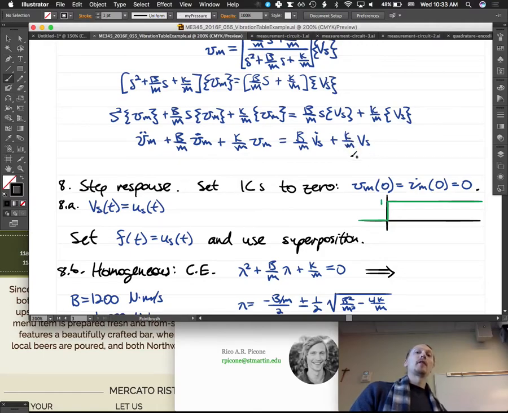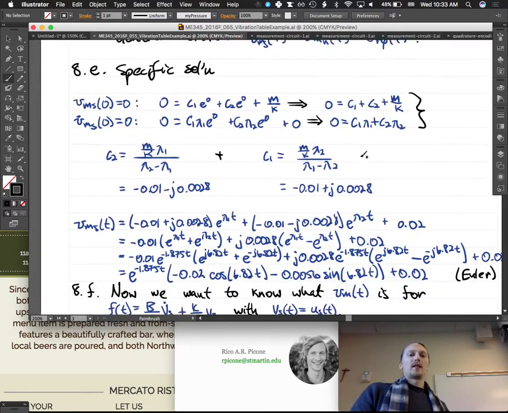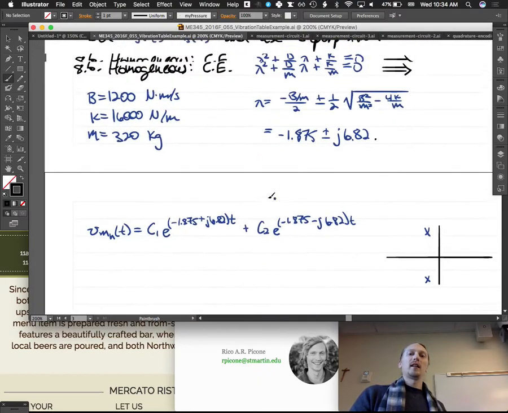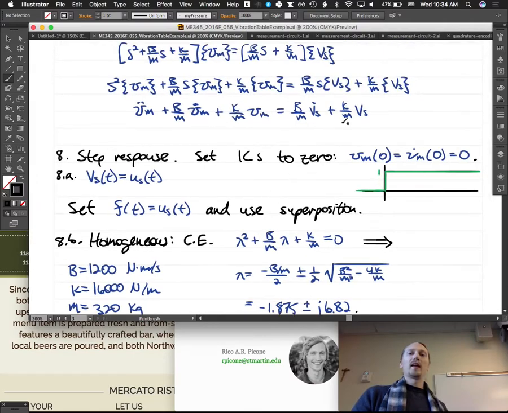Yeah, so whatever the solution was that we got for the step input, which was this, right? We have to scale that by k over m. And when we scale it by k over m, that'll give us what the step output is. So we don't have to solve it again. We just scale it. That's nice, but we have two terms.